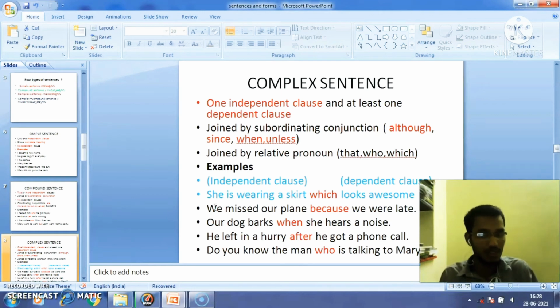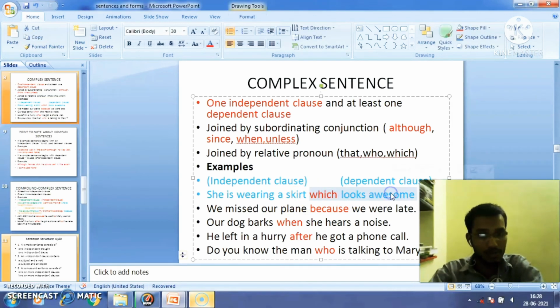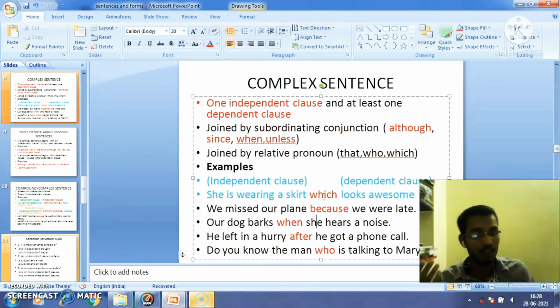Why is it a dependent clause? Because which looks awesome depends upon the previous sentence, that is, the independent clause. Here the word which is a relative pronoun which combines both the independent clause and the dependent clause. Our dog barks when she hears a noise. He left in a hurry after he got a phone call. Do you know about the man who is talking to Mary?